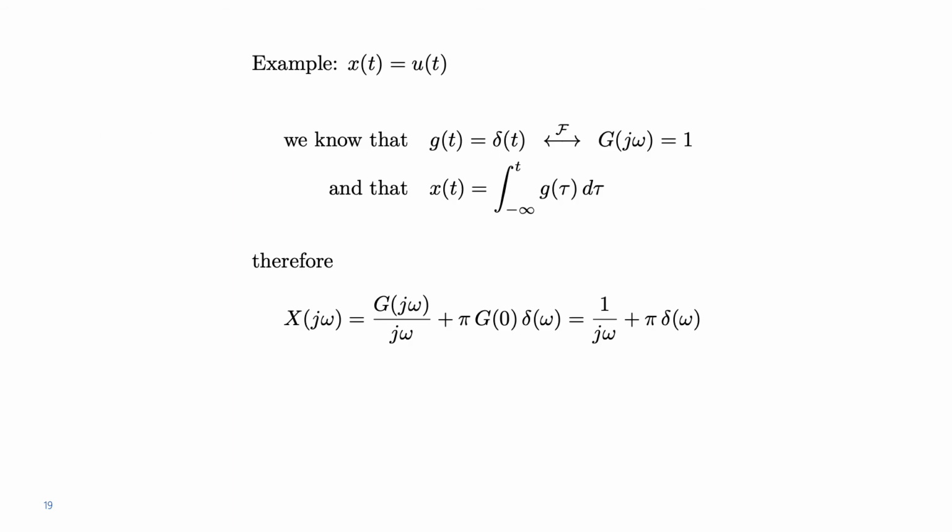Let's now see some examples, particularly of derivation and integration. Let's take as an example the Heaviside function, u(t). So our signal x(t) in this example is going to be u(t), the step function. What we already know from previous classes is that the Dirac delta δ(t) has as a Fourier transform 1. So it has a unitary Fourier transform. So we call this signal g in this case, and it has Fourier transform G(jω) equal to 1, right?